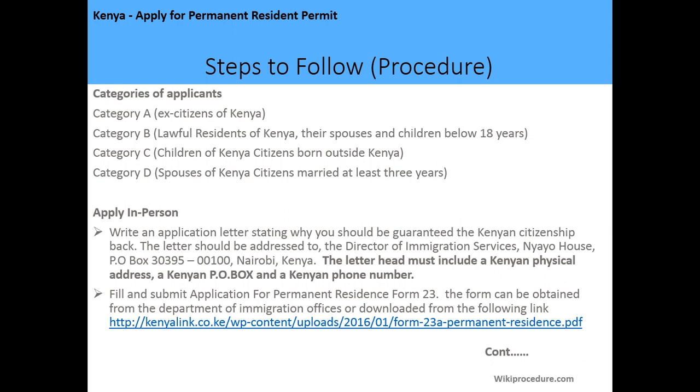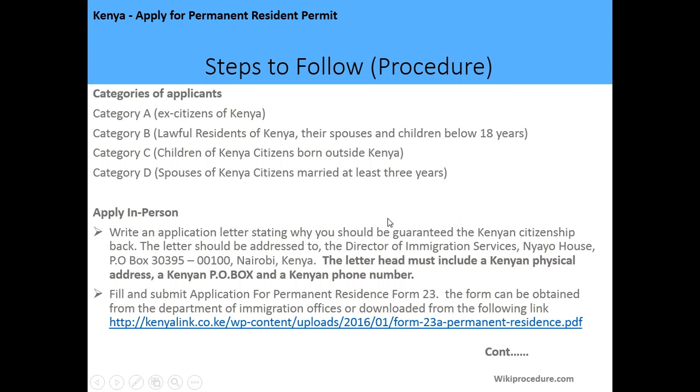We have category A, who are ex-citizens of Kenya and renounced their Kenyan citizenship. We have category B, who are lawful residents of Kenya and their spouses and children are below 18 years. We have category C, which are children of Kenyan citizens born outside Kenya. Category D is spouses of Kenyans married at least 3 years. So let's see how you can go about it. You're supposed to make the application in person.